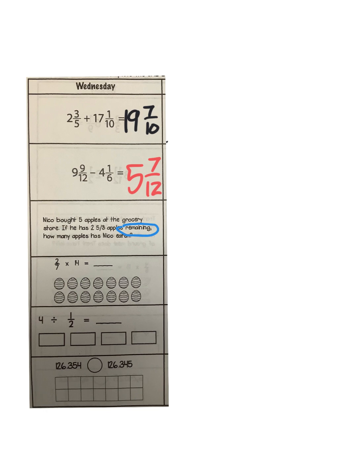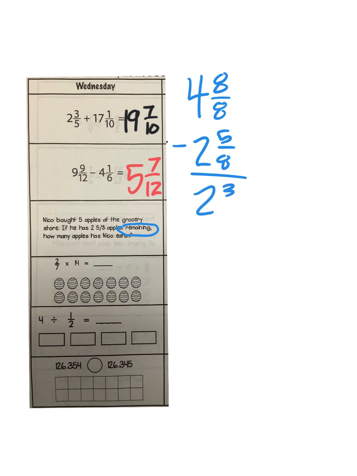Very good. 5 will change to 4 and 8/8. We're the ones who forgot about that. We weren't able just to put that 5 over the 1. Okay, we had to do some regrouping here. Now we're ready to subtract 2 and 5/8, which gave us how many apples he has eaten? 2 and 3/8 apples. Any questions here?